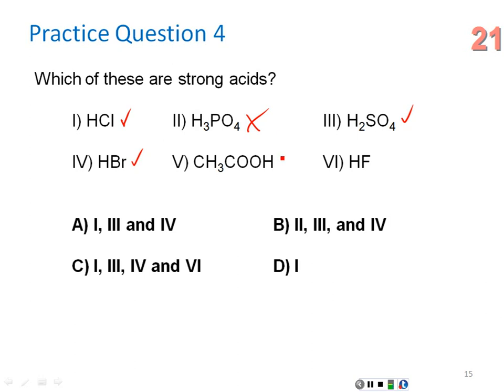CH3COOH, that's acetic acid. That's a weak acid. And HF, that's also weak. If you remember, that is the one exception to the halogens. That is actually a weak acid. So what we're left with for strong acids would be 1, 3, and 4. And that is choice B.